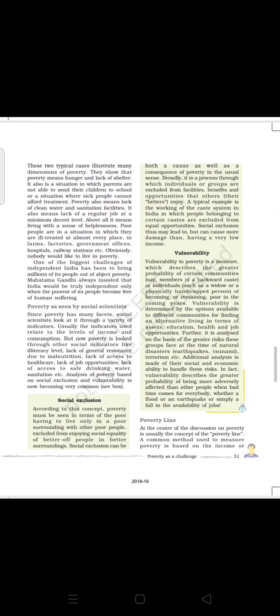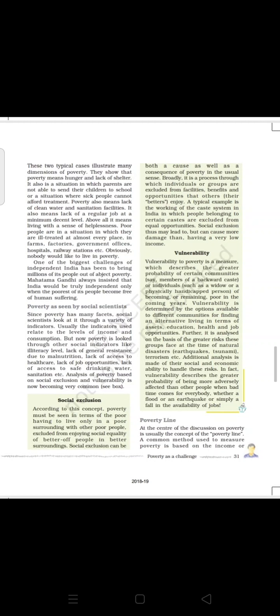These two typical cases illustrate many dimensions of poverty. They show that poverty means hunger and lack of shelter. It is also a situation in which parents are not able to send their children to school, or a situation where sick people cannot afford treatment. Poverty also means lack of clean water and sanitation facilities. It also means lack of a regular job at the minimum decent level. Above all, it means living with a sense of helplessness.